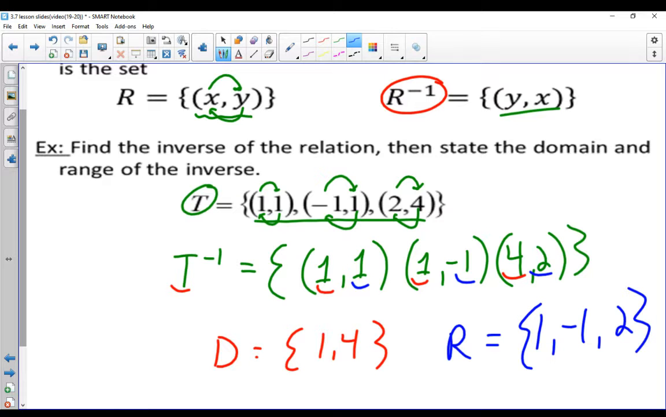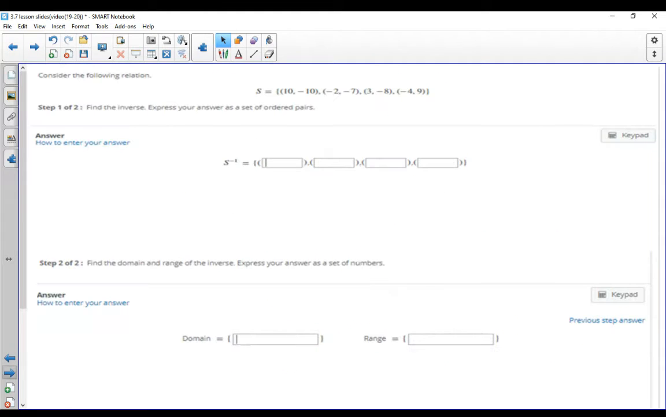But it's as easy as that. Switch your ordered pairs, and that's your inverse. Then just state your new domain and your new range. Done. Let's try that one more time on the next slide. So we're given these 4 ordered pairs. Our first step, let's find the inverse. Just take every one of these points and switch them around.